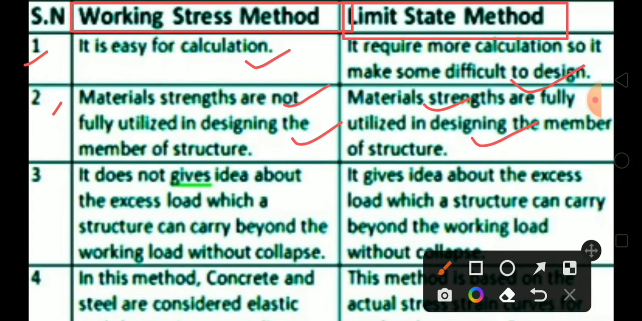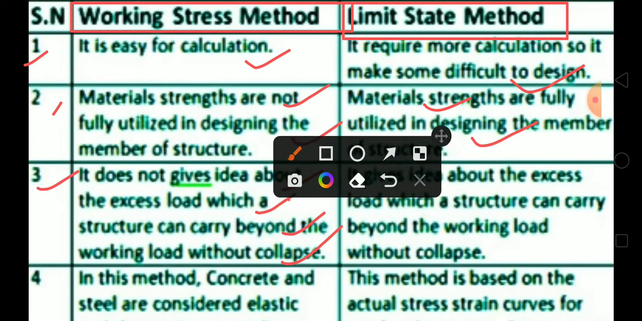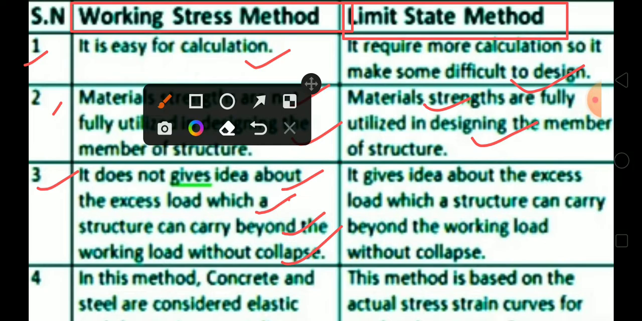In number 3 you can see here, in the working state method, it does not give any idea about the excess load which a structure can carry beyond the working load without collapse. It does not give any idea before the collapse, but the limit state method gives some idea before the collapse. It gives an idea about the excess load which a structure can carry beyond the working load without collapse. So this is the basic difference between WSM and LSM.